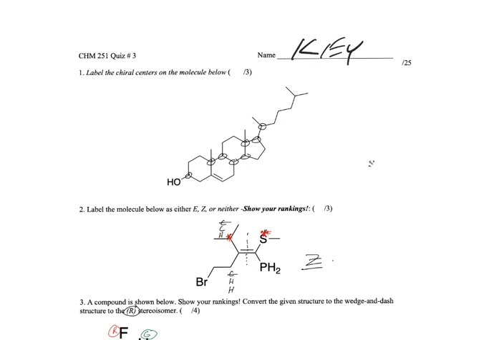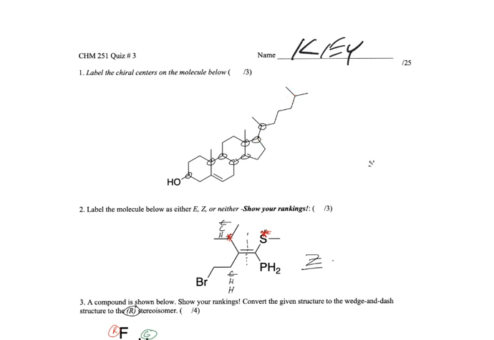So quiz 3, classic one again here, just label the chiral centers. Again, looking for carbons that have 3 bonds to other carbons. So avoid the CH2s, avoid the sp2s, look for the rings coming together. So 1, 2, 3, 4, 5, 6, 7, 8.